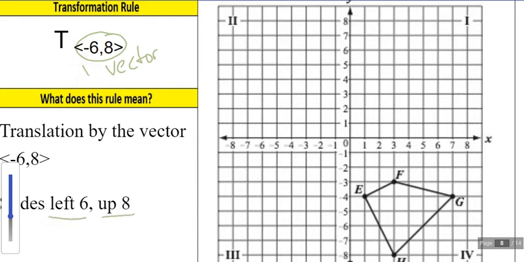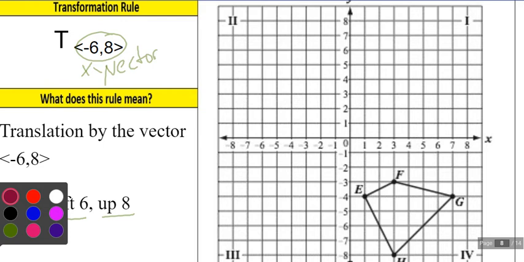I'll take advantage of the shape tool here. What do you say? Red vectors? Let's do it. So we take any of these points, let's say point E. We're going to move it 6 units left, so 1, 2, 3, 4, 5, 6, and then up 8 units: 3, 4, 5, 6, 7, 8. Then really all the vectors should do this.